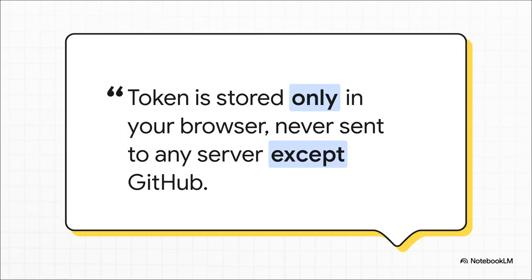And look, for anyone thinking about security right now, and you definitely should be, this is probably the most important thing to know. The project was designed with a privacy-first mindset. Just like it says, your token is only ever stored in your browser's local storage. It's never sent to some third-party server. The only place it goes is directly to GitHub's API. For devs, that is a huge trust signal.